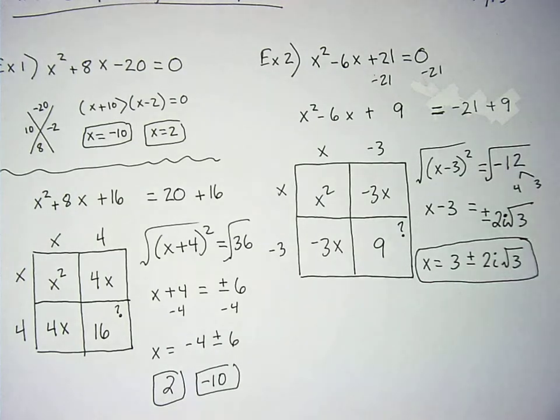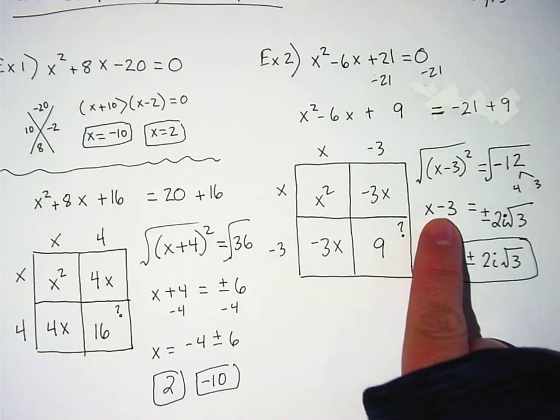So did you just move the 3 and that's it? On the very last step? Yeah, I added 3 to both sides. Okay.